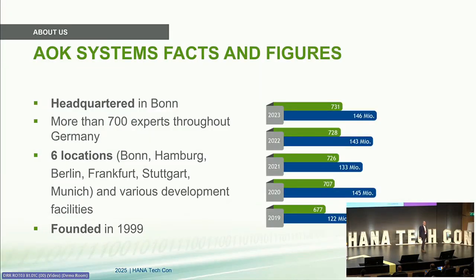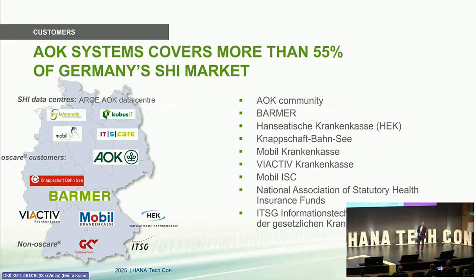The company where I work is called AUKA Systems. Its headquarters is in Bonn. We have more than 700 experts and 6 locations in Germany. Our customers are health insurance companies in Germany. We are a software provider for AOK, for Barmer, and for some other health insurance companies.